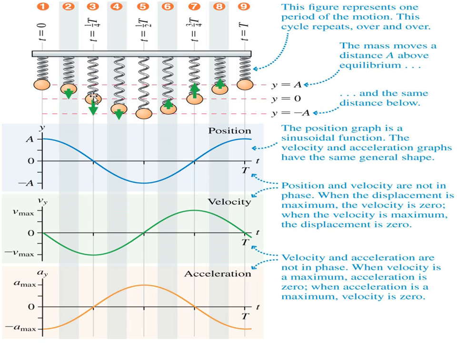It's going to be the most negative right as it's passing through equilibrium, because before that it's speeding up, and then after that it's going to be slowing down because the spring's going to be pulling up. So the maximum negative velocity is at the equilibrium point. The maximum positive velocity is also at the equilibrium point.